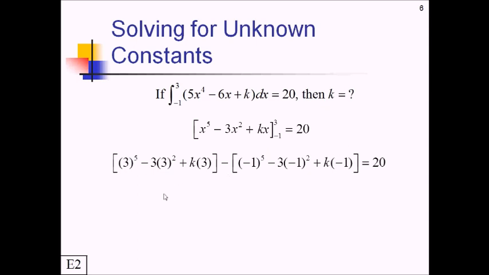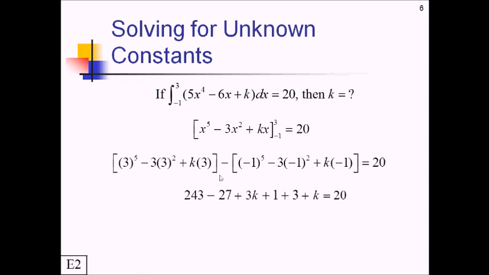This is one of those situations where you have to simplify or you just won't be able to do the problem. So going from left to right, we've got 243 minus 27 plus 3k. And now over here, I'm subtracting all of this stuff. So this is going to normally be negative 1, but I'm negating it, so it's positive 1. Over here, this would normally be negative 3, but that's negated, so it's positive 3. And this negative k here now becomes a positive k, and all of that equals 20.